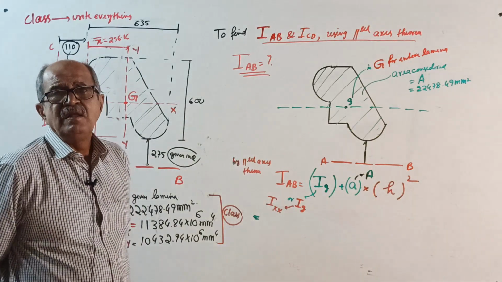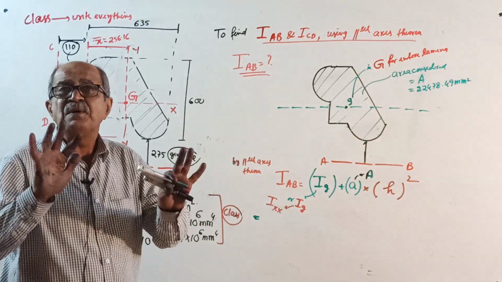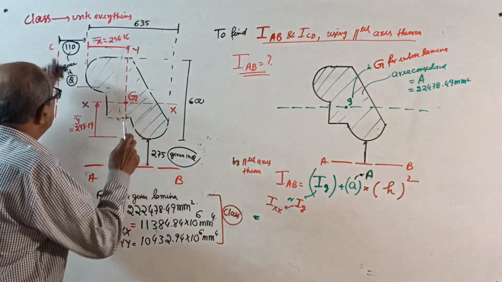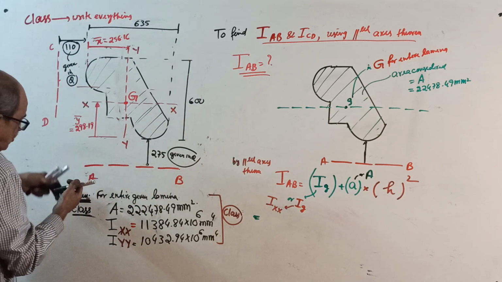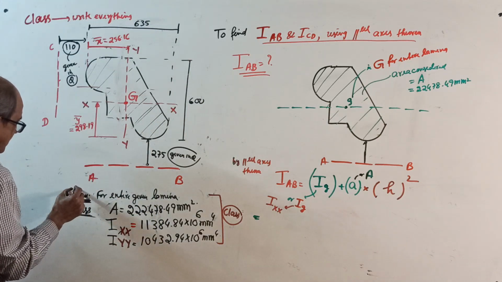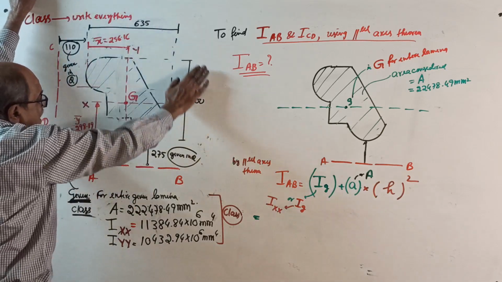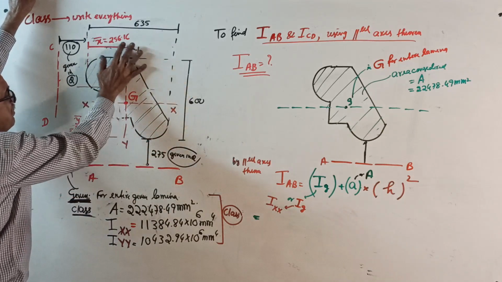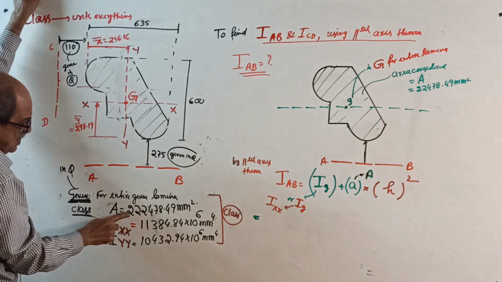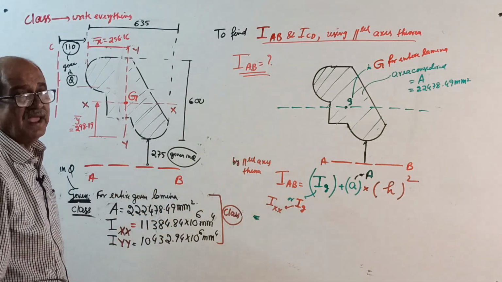He will tell, I am not giving that one. Then how can I calculate? But I am giving you something else. I am giving you for the entire lamina, given in the question. Very important, it is given in the question. For the entire lamina, the complete lamina area is 222,478.49 mm square. Okay, done.